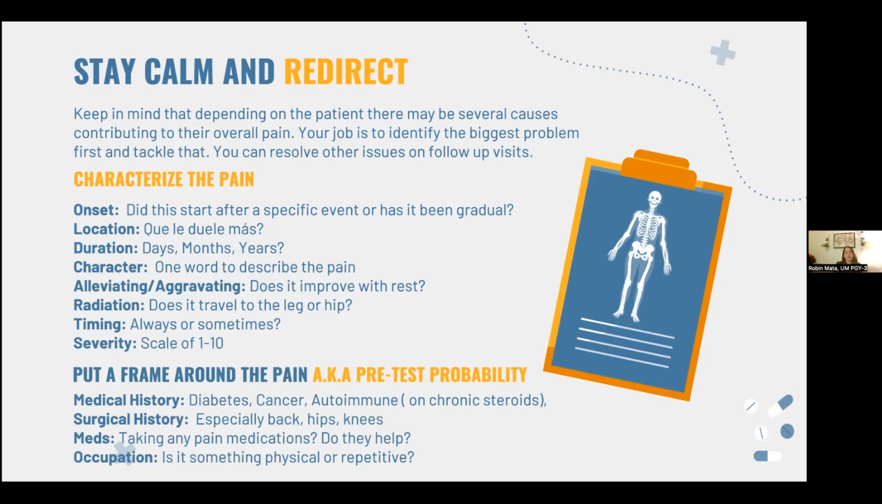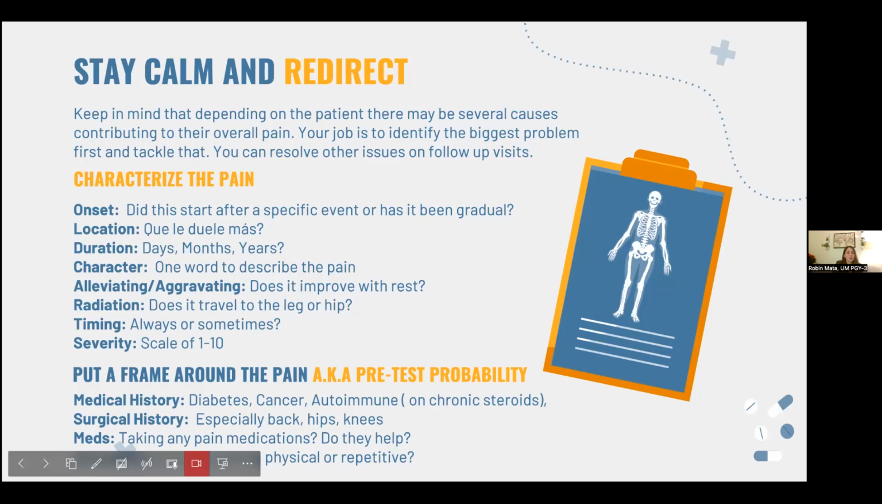Same thing with low back pain, right? Are they diabetic and they're coming in complaining of leg pain? Okay, so maybe it's not a radiculopathy, maybe it's more like a diabetic peripheral neuropathy. Do they have a history of cancer and they're coming in with low back pain? That's important to know. Or do they have some sort of autoimmune condition and they're on chronic steroids? That bumps other things higher up on the differential.